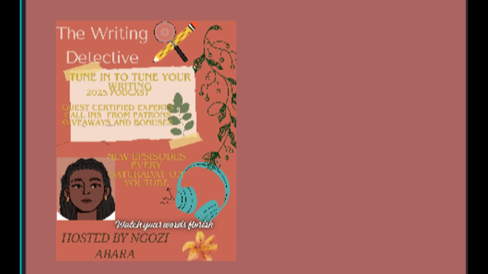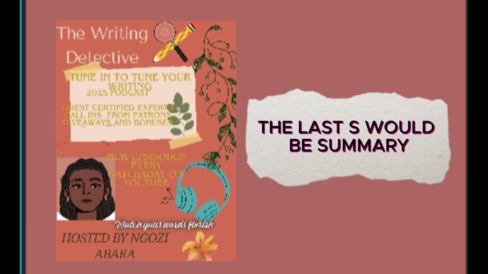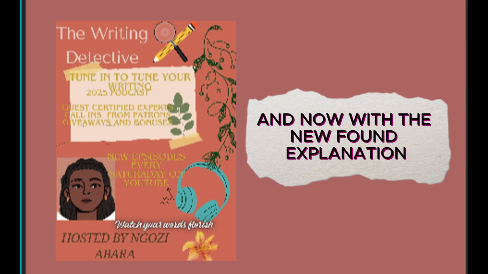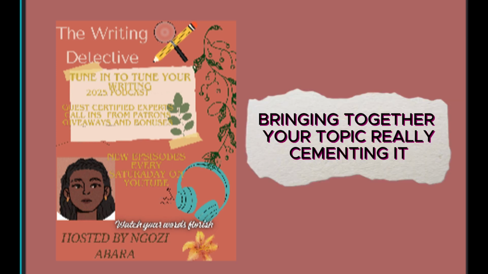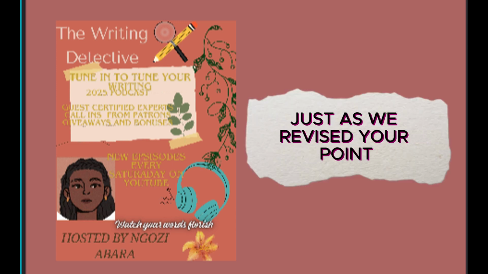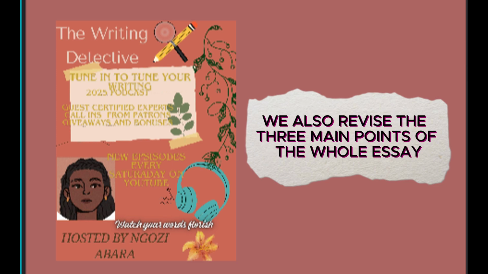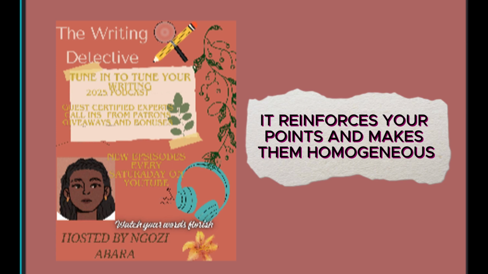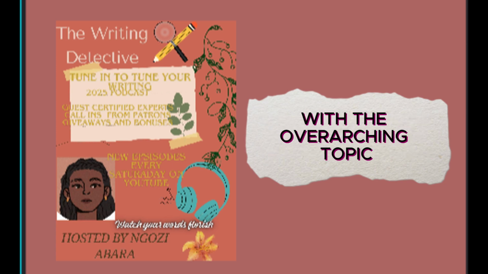And finally, the last S would be summary. Your summary is basically reworking your topic sentence, and now with the newfound explanation, evidence, and examples, bringing together your topic, really cementing it. Now, concluding your essay is kind of similar. Just as we revised your point to conclude your paragraph, we also revised the three main points of the whole essay to conclude the essay. It reinforces your points and makes them homogeneous with the overarching topic.